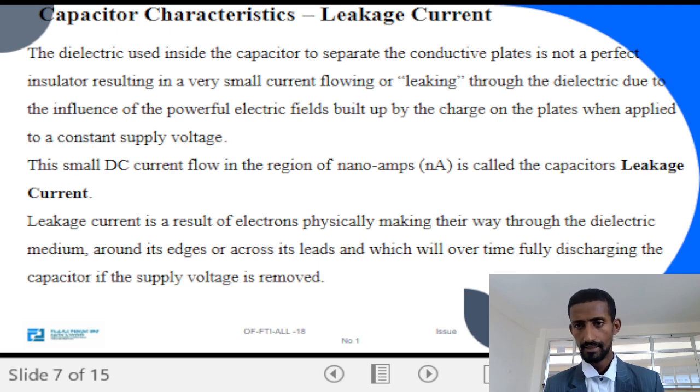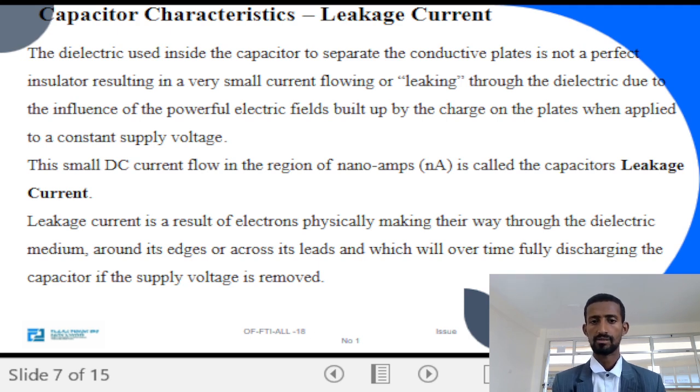The dielectric used inside the capacitor to separate the conductive plates is not a perfect insulator, resulting in a very, very small current flowing or leaking through the dielectric due to the influence of a powerful electric field built by the charge on the plates when applied to a constant supply voltage.